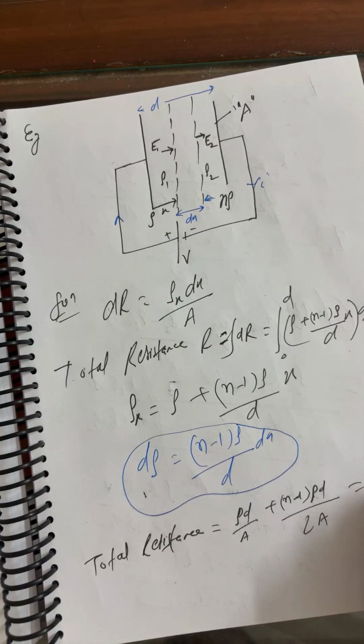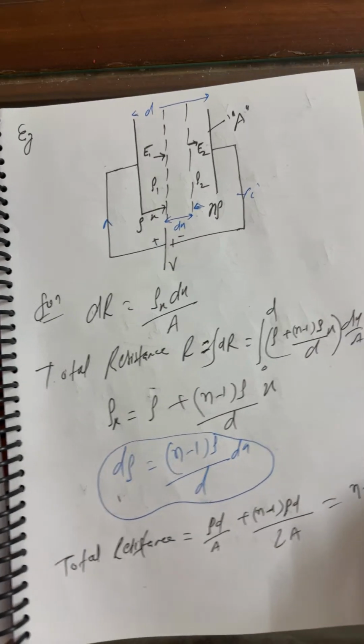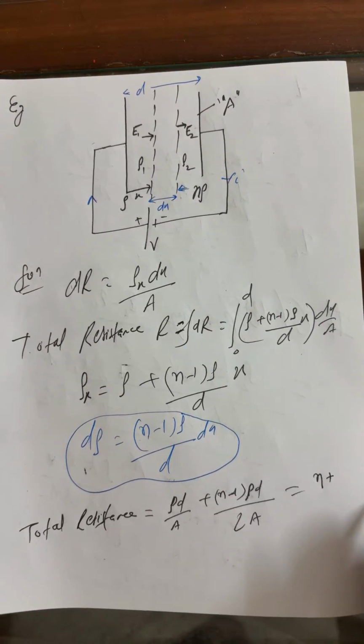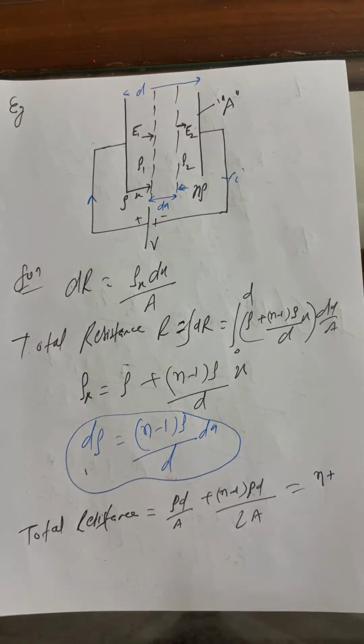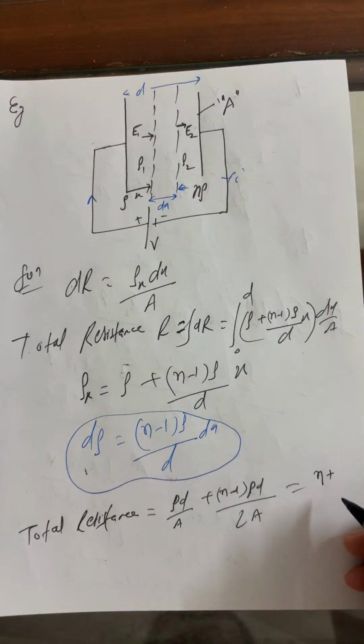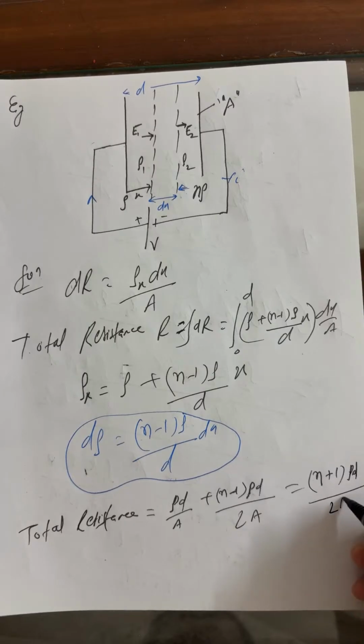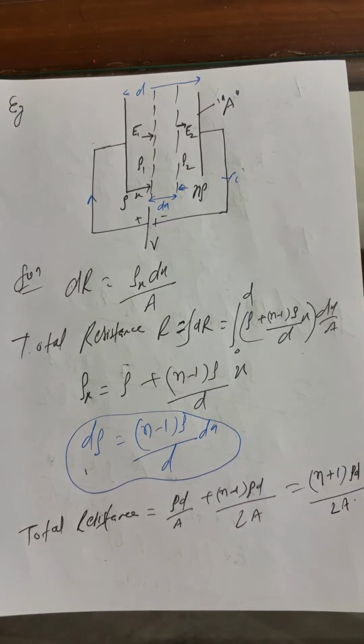So you will get n, not eta here, it's n. Students, you can write this is (n plus 1) into ρ d upon 2A, right? Okay, so finally we got the result here. I can say this is the total resistance.